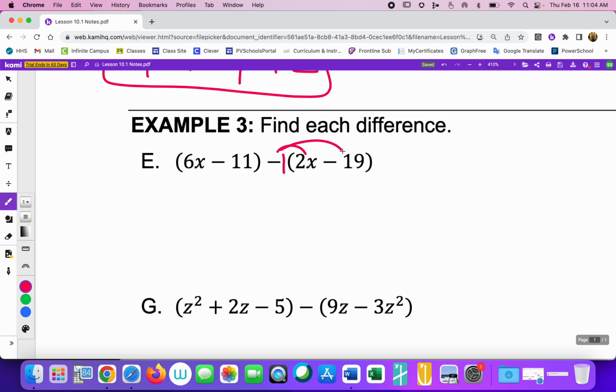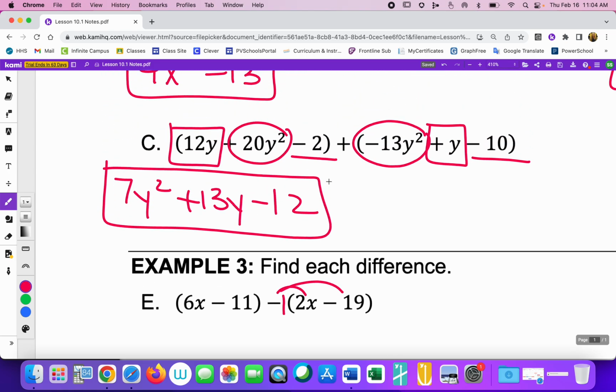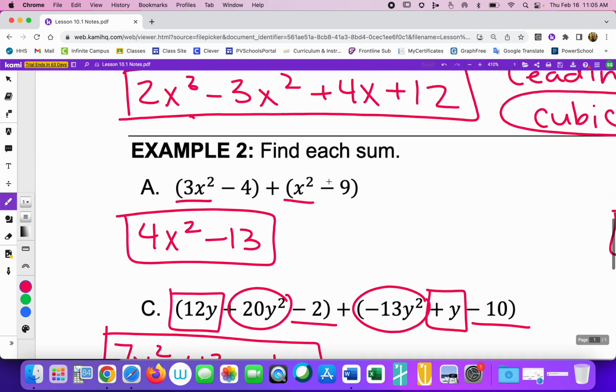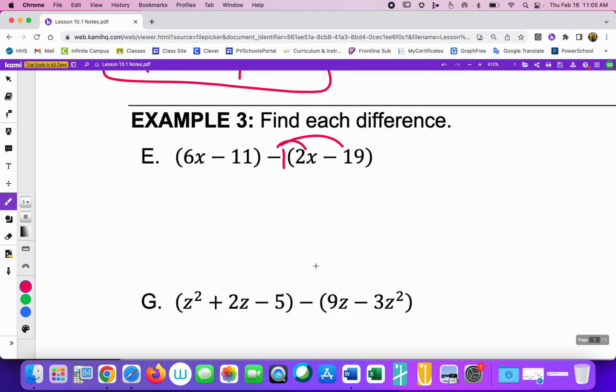Now, on the adding ones, could we technically distribute a +1? Sure. Is it gonna do anything? No. A +1 times x squared is still a positive x squared. A +1 times -9 is still a -9. So no sign changes happen, which is why adding, you can kind of ignore the parentheses. But subtracting, you do have to distribute that minus sign, which is technically a -1.